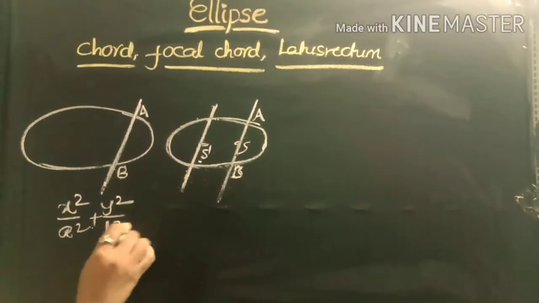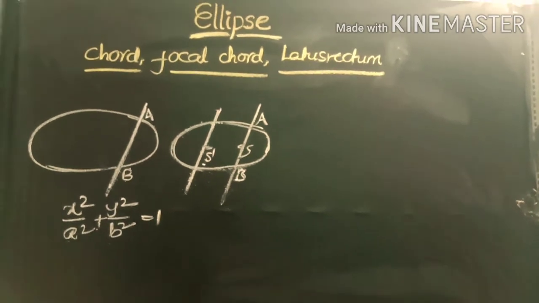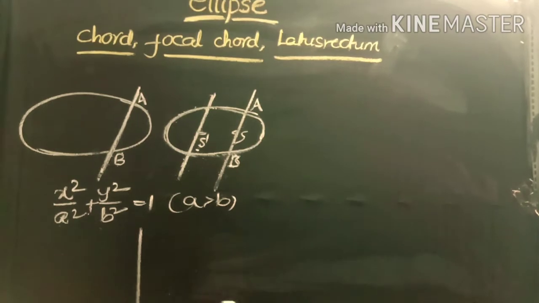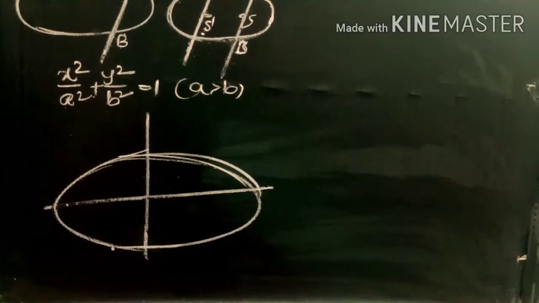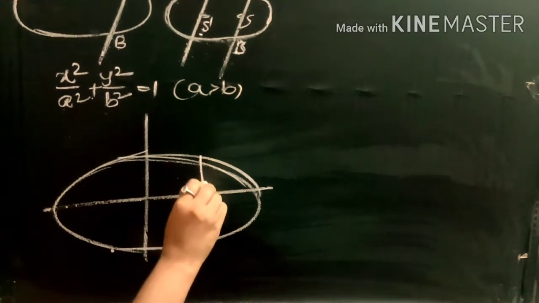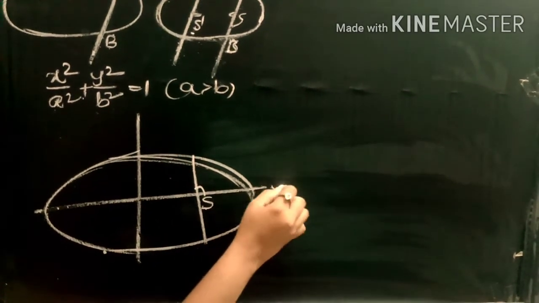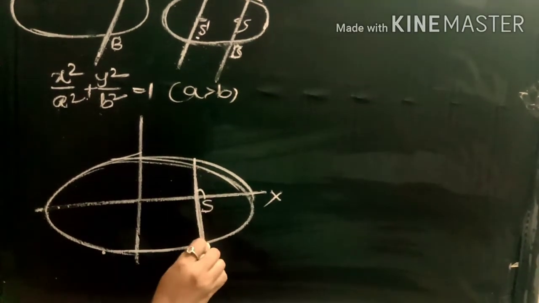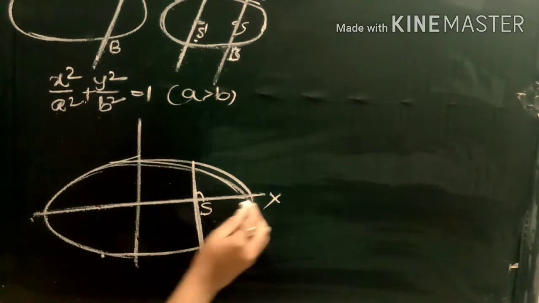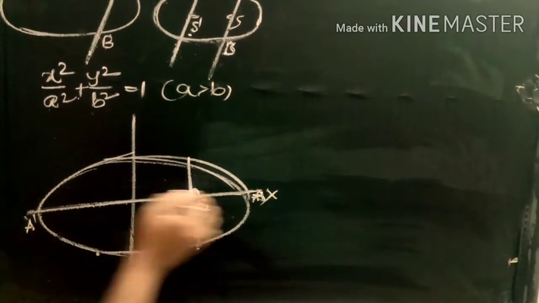So first we take the equation of the ellipse x²/a² + y²/b² = 1 in the a > b case. Now in this case the equation of the ellipse is like this. Now this is the ellipse. Now latus rectum means the line which is perpendicular to the major axis and passing through the focus is taken as the latus rectum. The line which passes through the focus and perpendicular to the major axis. Now here in this case the major axis is the x-axis.